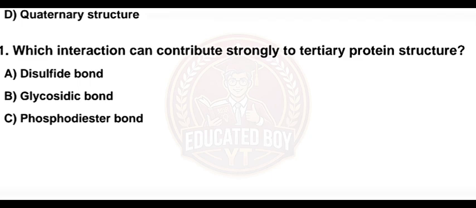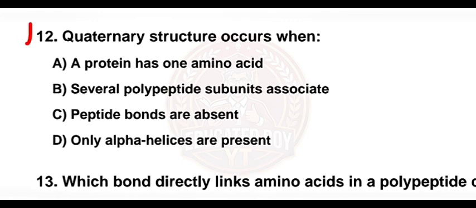Question number 11. Which interaction can contribute strongly to tertiary protein structure? Option A, disulfide bond, option B, glycosidic bond, option C, phosphodiester bond. Right answer is option A, disulfide bond.